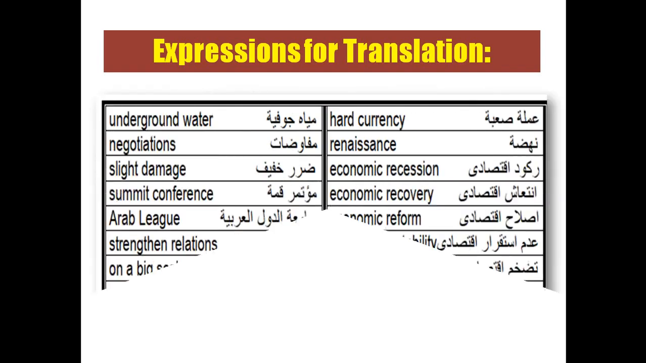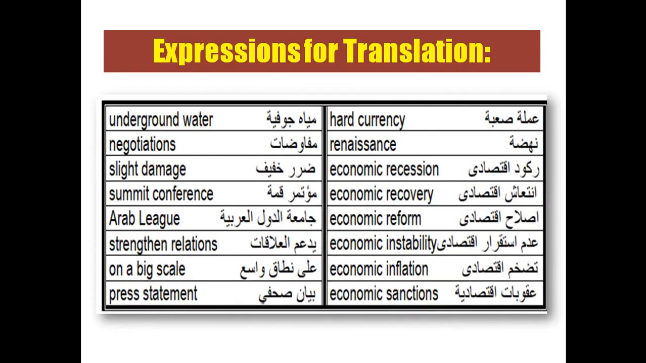Alright, now we come to some expressions that we may find in the unit, but they are suitable for translation, so I wrote them in English and in Arabic. Like when I say underground water, this is of course المياه الجوفية. Negotiations المفاوضات. Slight damage ضرر خفيف أو ضرر بسيط. Summit conference مؤتمر القمة. Arab League جامعة الدول العربية. Strengthen relations means يدعم العلاقات. On a big scale على نطاق واسع. Press statement بيان صحفي. Hard currency العملة الصعبة.